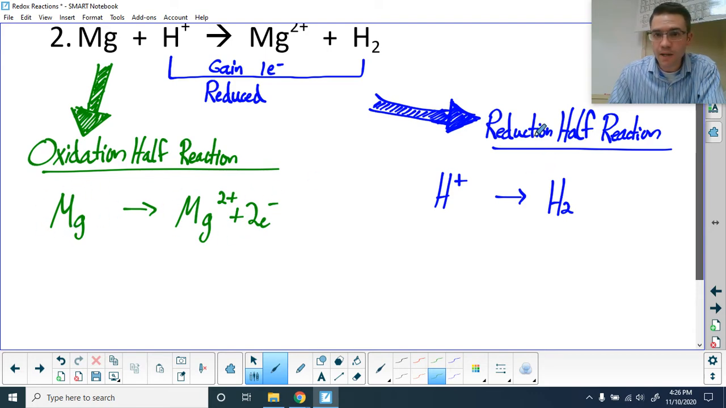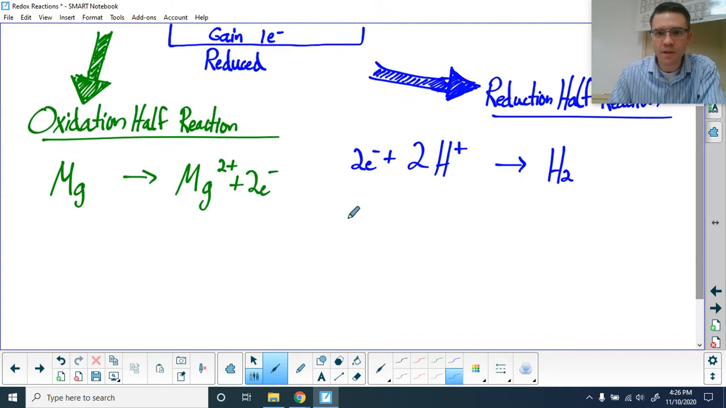I'm going to do the same thing on my reduction half reaction. And the first thing you want to do is balance your atoms. We have 1 hydrogen on this side and 2 on the product side, so I need 2 of these guys, 2 H+. And now I'll balance my charges. And if you balance your charges here, we need to add 2 electrons to this side because we have 2 hydrogens each with a +1 charge, and that makes a neutral reactant side and a neutral product side. It doesn't have to be neutral, it just has to be equal in charge on both sides.